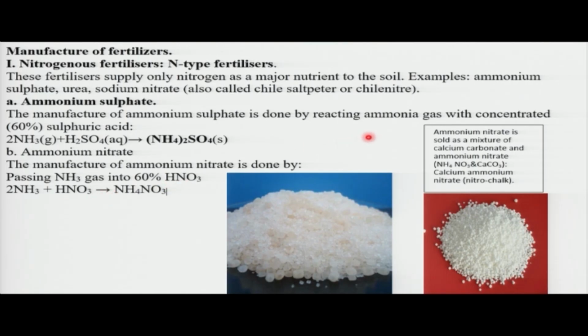In ammonium nitrate, we use 60% nitric acid also. So this is an example of ammonium nitrate. The color is like this, but sometimes we get our ammonium nitrate mixed with calcium carbonate. Then we get what we call calcium ammonium nitrate, which we call nitrate chalk. It's also a good source of nitrogen.